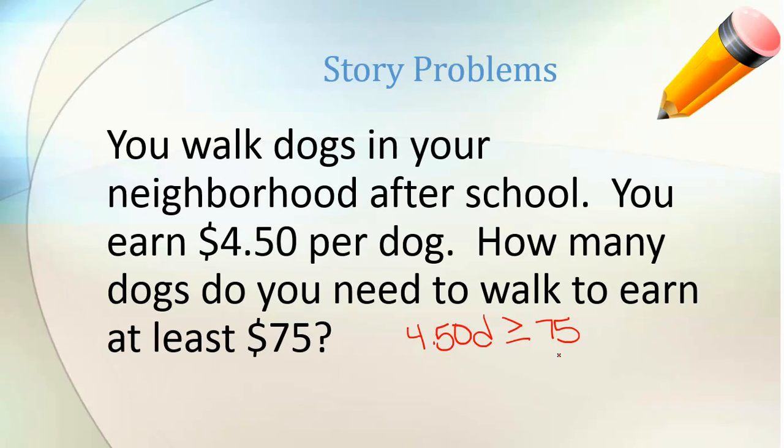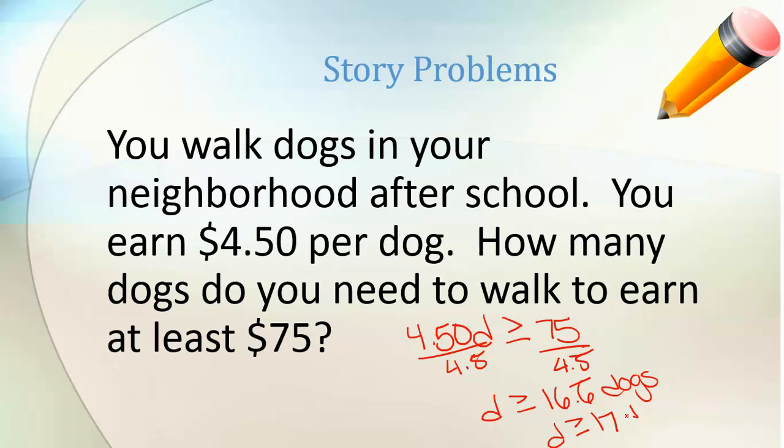So let's find out how many dogs we need to walk. I'm going to divide by 4.5. And I get D is greater than or equal to 16.6 repeating dogs. Now, I can't walk 0.6 of a dog. Maybe you can. I can't. So let's round up. I need to actually walk 17 dogs. Because 0.6 of a dog, I don't know if I want to know what that looks like. So we're going to walk actually 17 dogs to get $75.